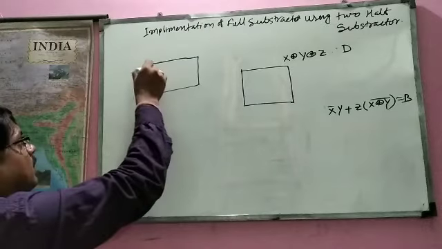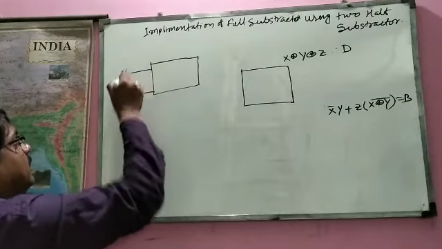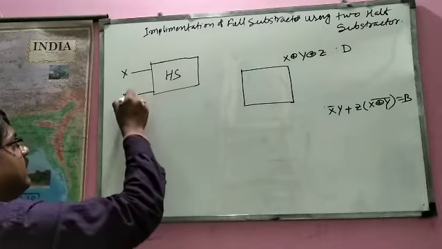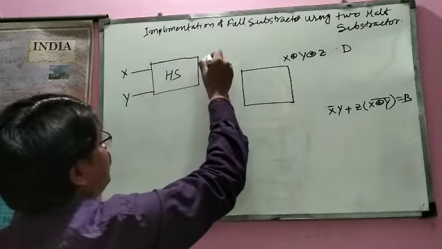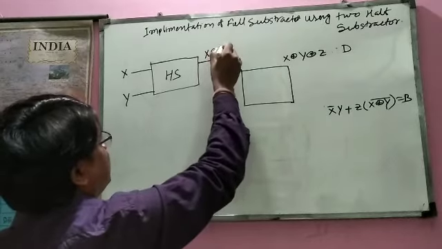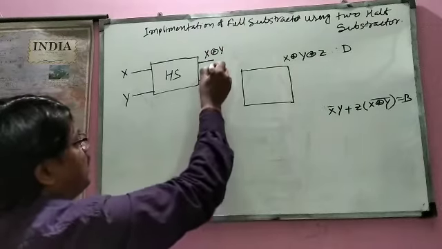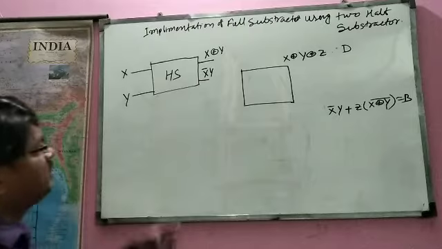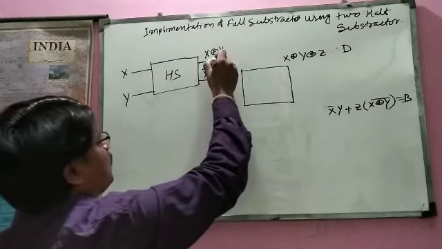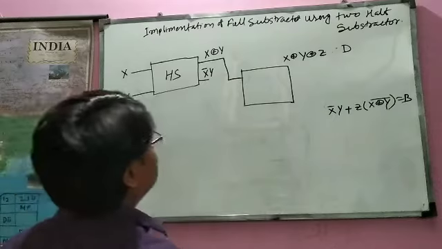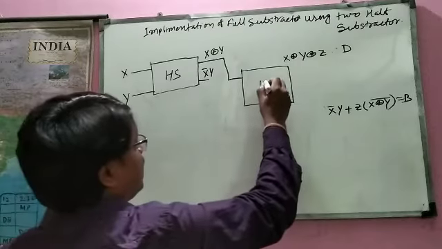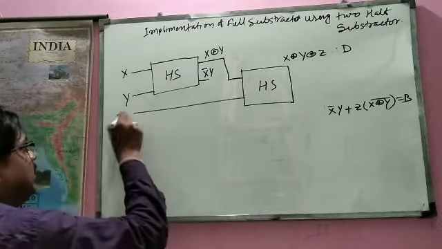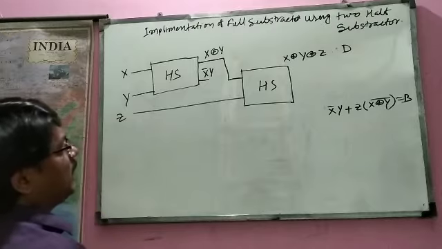So we are giving, this is a half subtractor. So this is x and this is y. So at this output we will get x XOR y. As we know, it gives the output like this, and it gives x bar y. Very simple. It is the half subtractor. Okay. So keep this output into the second half subtractor directly, and keep this z into the second input. What happens?